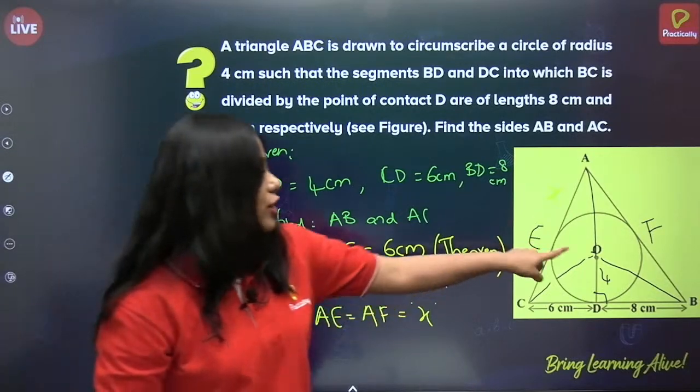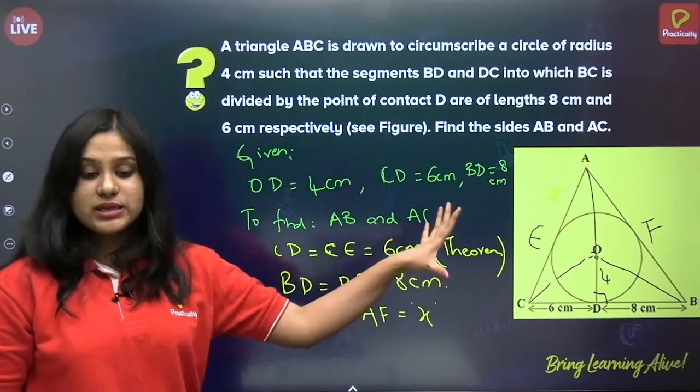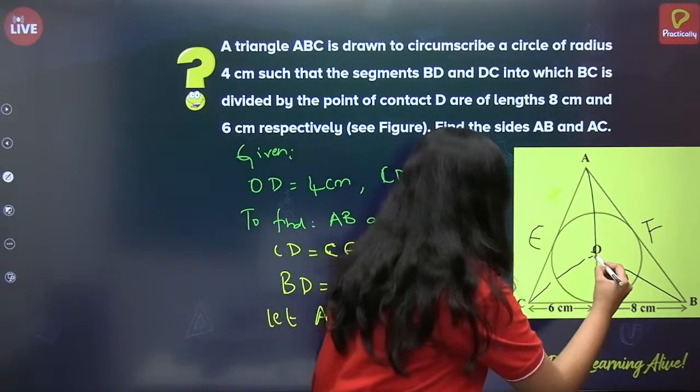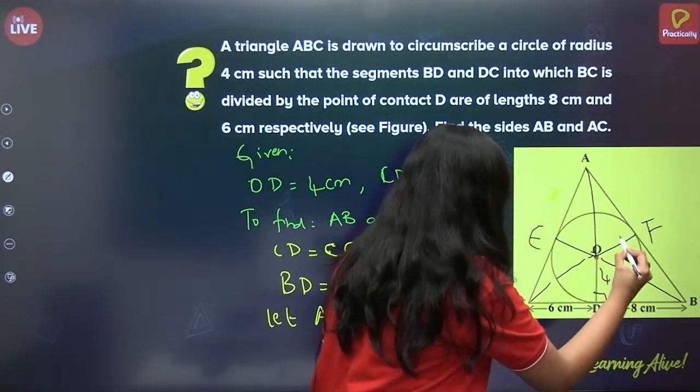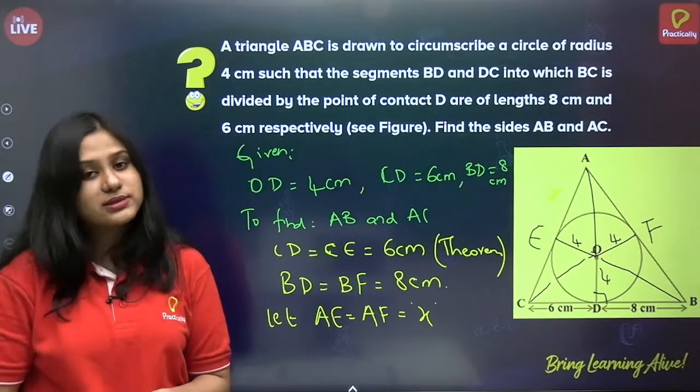So if I join OC, OB and OA, the complete triangle is getting divided into 3 triangles, right? Now again, let me just join OF and OE. Again, this is 4, this is 4. Why? Radius is 4 centimeters, correct?